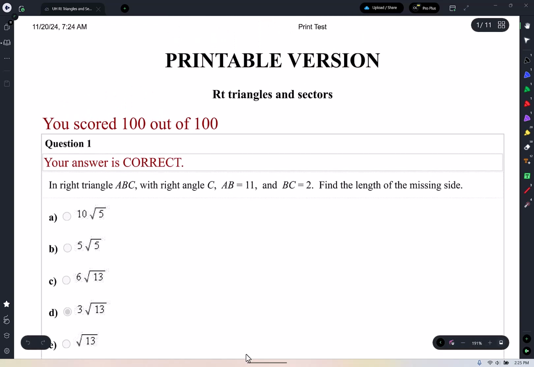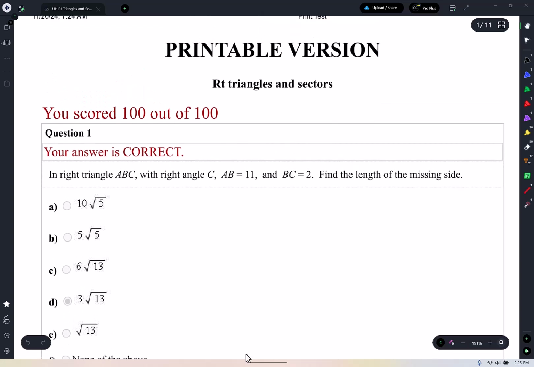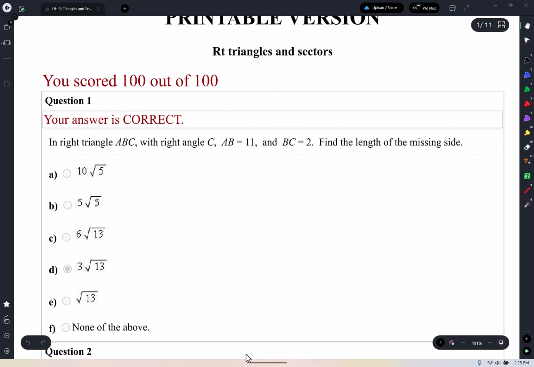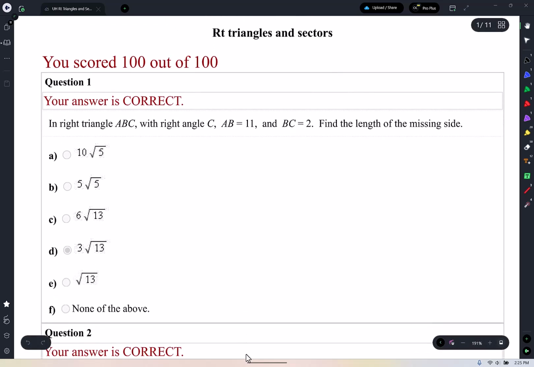So here's the quiz, right triangles and sectors. This is going to be a really good review for the semester. It has pretty much everything except the trig identities, and I think you're going to like it. You'll see all the stuff that we've been working on. So here it is, guys, right triangles and sectors, and let's give it a shot.